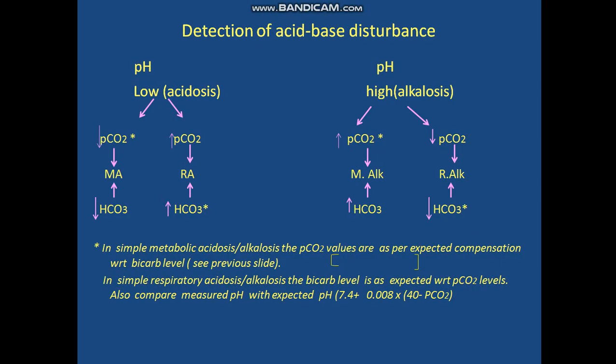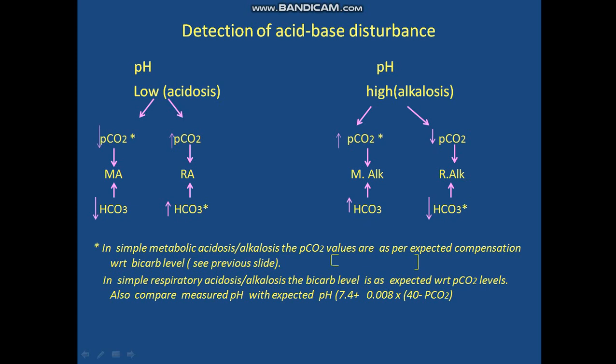Now let us see how we detect acid-base disturbance and how we reach a diagnosis. So first we see the pH. If the pH is low, then it is acidosis. The second step is to look for the PCO2. If the PCO2 is low, then pH and PCO2 are going in the same direction. If both are going in the same direction, it is a metabolic disorder. As the pH is low, in this case it is a metabolic acidosis.